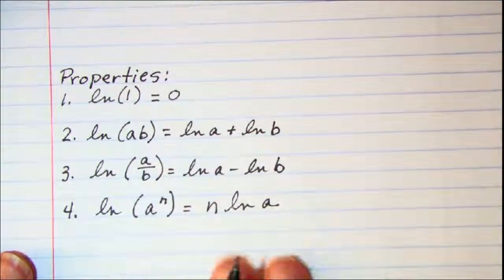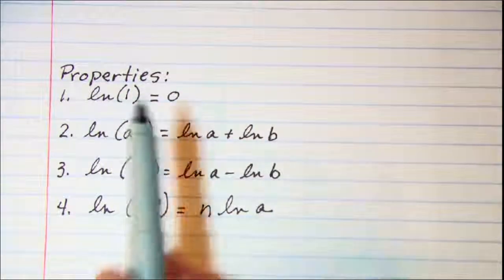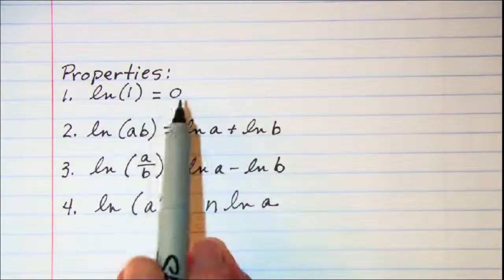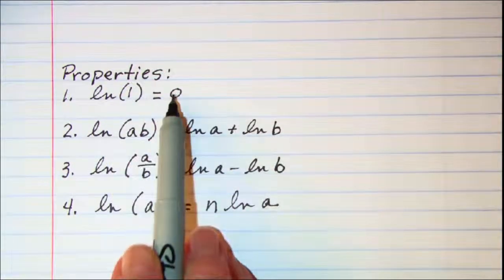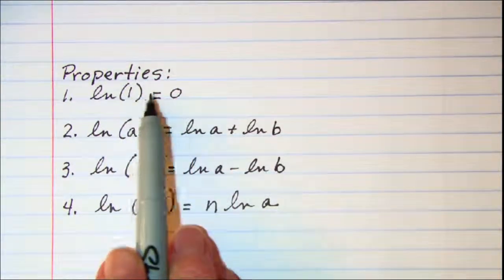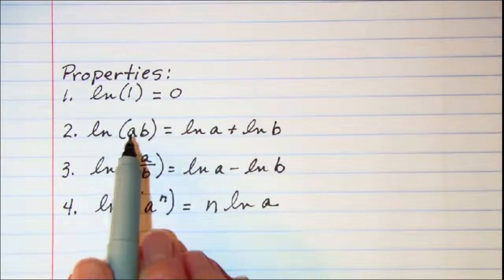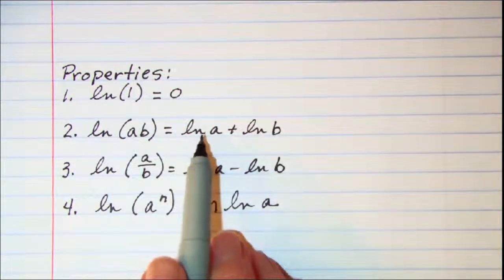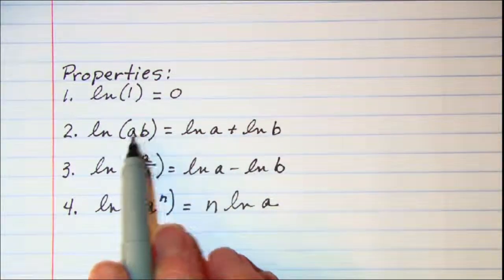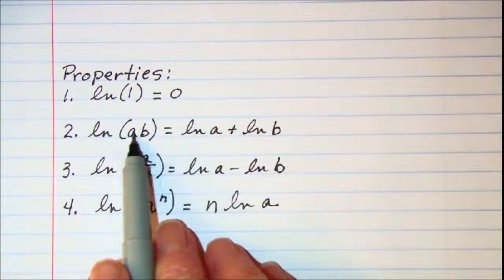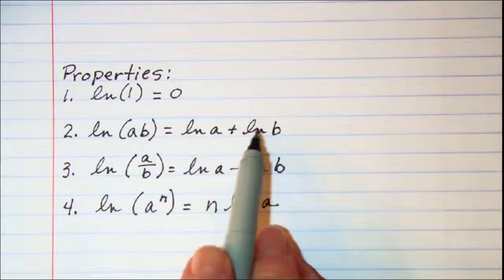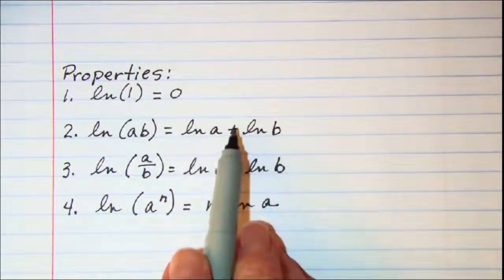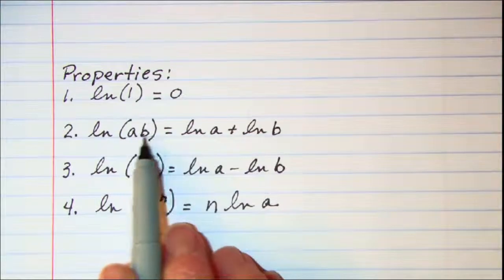Now, some of the properties of our natural logarithm function, we need to know these. The ln of 1 is 0, and if you want to think about that as e raised to the 0 power equals 1, that'll help you remember. The ln of a product is equal to the sum of the individual ln of each of these factors. So when you multiply in your argument, then you can separate that into two separate natural logarithms by adding the ln's of each of those factors.